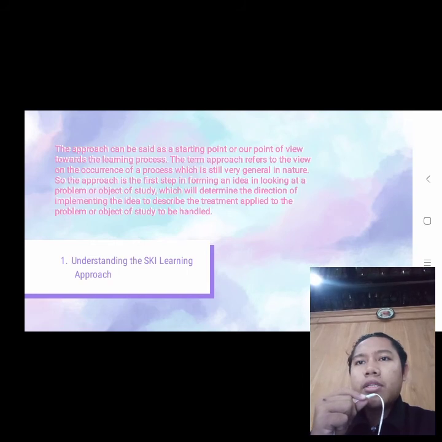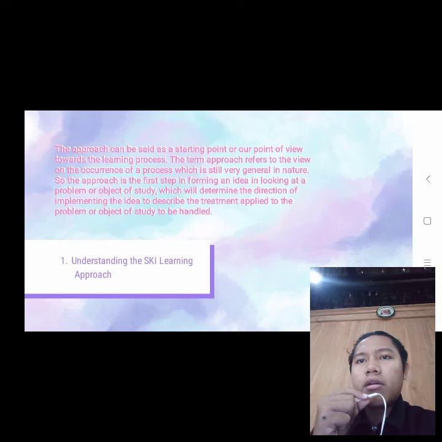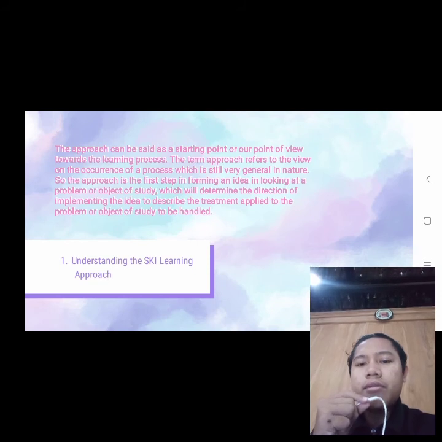So the approach is the first step in forming an idea, in looking at a problem or object of study, which will determine the direction of implementing the idea to describe the treatment applied to the problem or object of study to be handled.